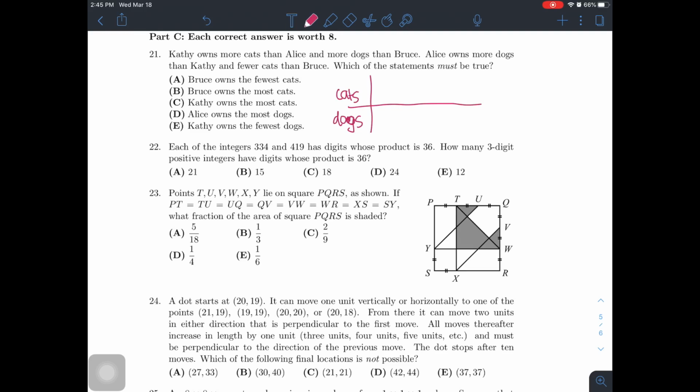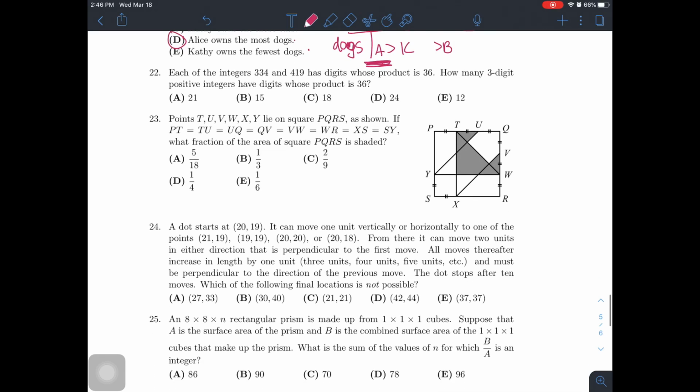So Kathy owns more cats than Alice, and more dogs than Bruce. Alice owns more dogs than Kathy and fewer cats than Bruce. So Bruce could either be here or here. So if you look through the following statements, you know that D, Alice owns the most cats, must be true.